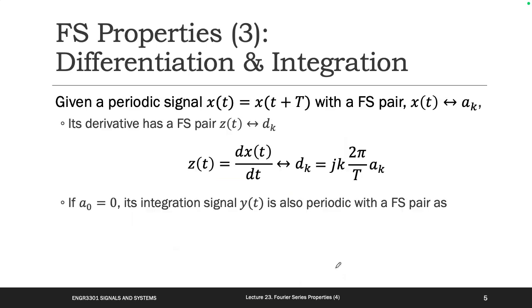Okay, then let's review differentiation and integration. Similar thing: if we have a periodic signal and its FS coefficient is a_k, and then we have a new signal that is just the derivative of the original signal, then the new FS coefficient has this relationship with the previous one, which means you just multiply this factor to the original one, and you get the new FS coefficient.